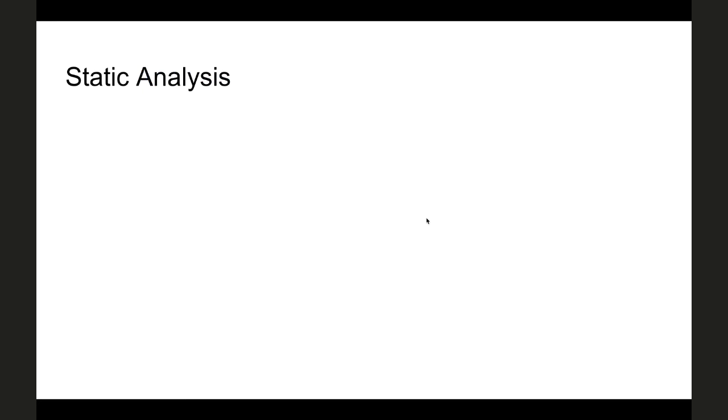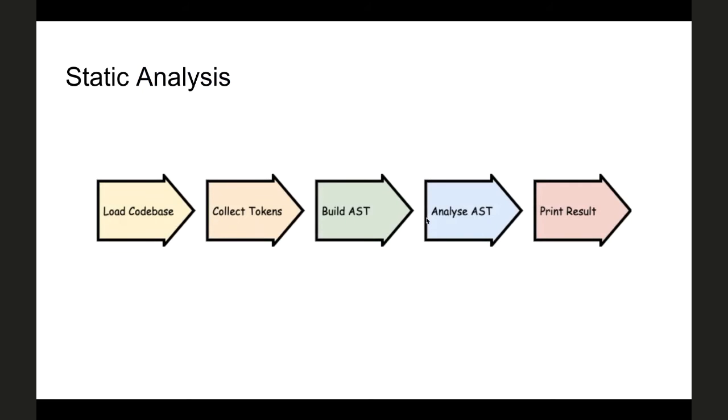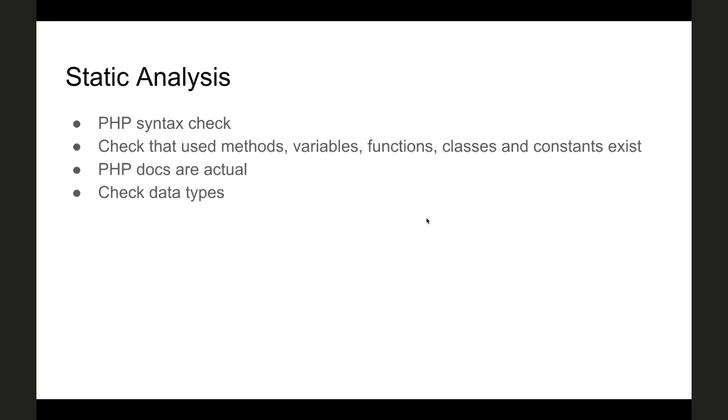And finally, about static analysis. I mean, running analysis with static analyzers. So how does it work? First of all, we need to load the codebase. Then we need to build the tokens from this codebase. We can use the PHP tokenizer here. Then we need to build the abstract syntax tree. We can use the PHP Parser library. Then we can analyze this abstract syntax tree with our static analyzer and receive the results of this analysis. And what can a static analyzer do? It can check PHP syntax, just that the syntax is okay, that no one missed a semicolon.